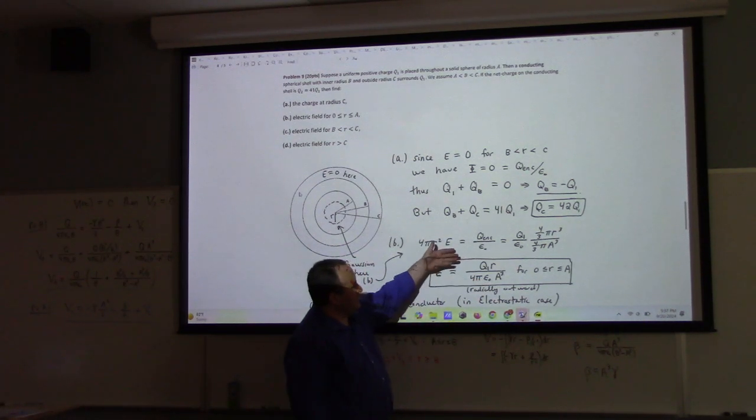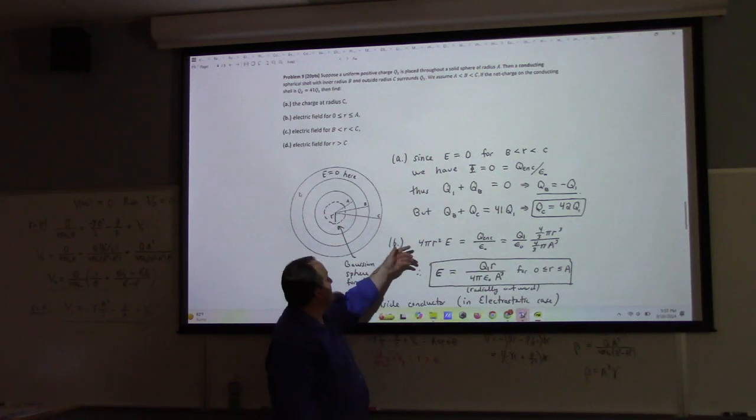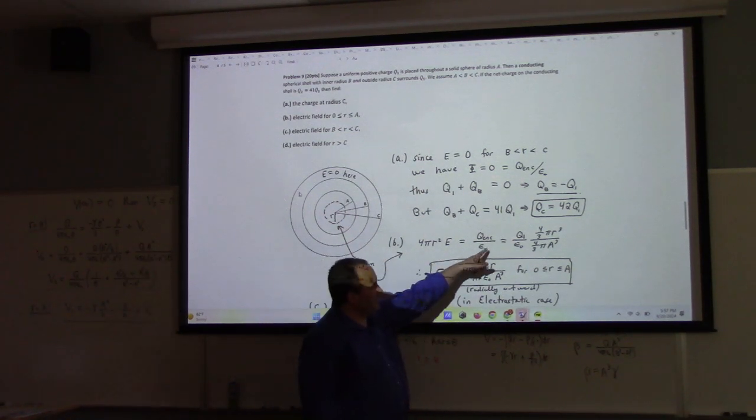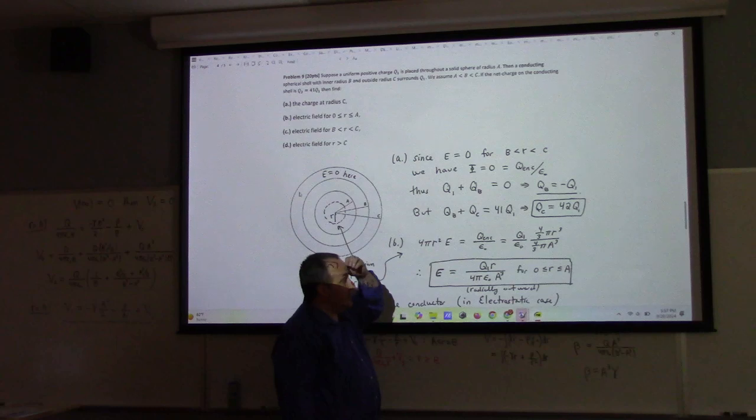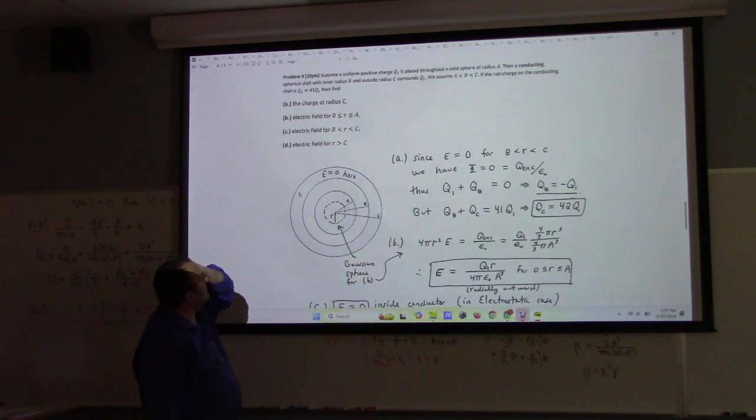But again, Gauss's law on the sphere inside here. This is the charge enclosed. It's the volume inside this Gaussian sphere divided by the total volume times the charge that's on the inner sphere, which was Q1. And then C, what's the electric field for R less than C?